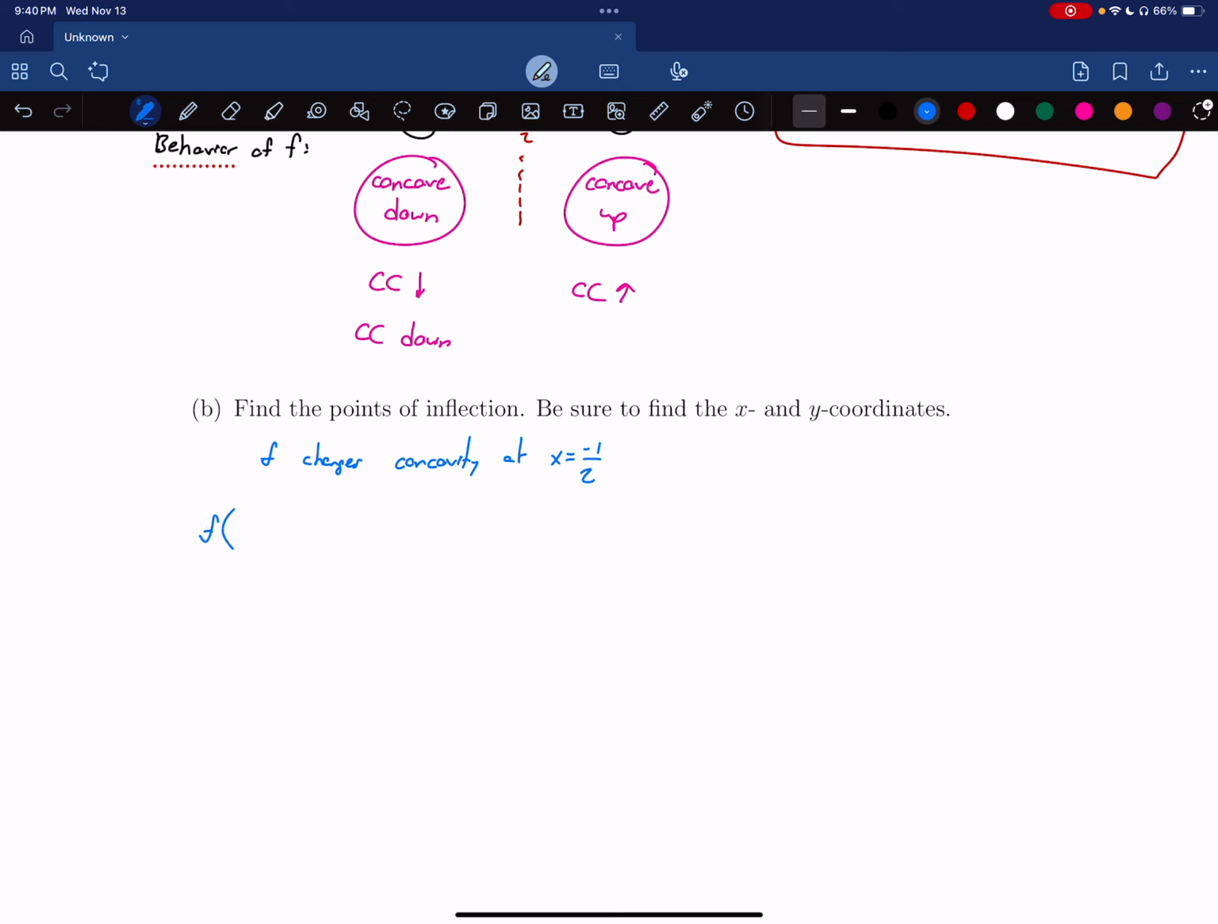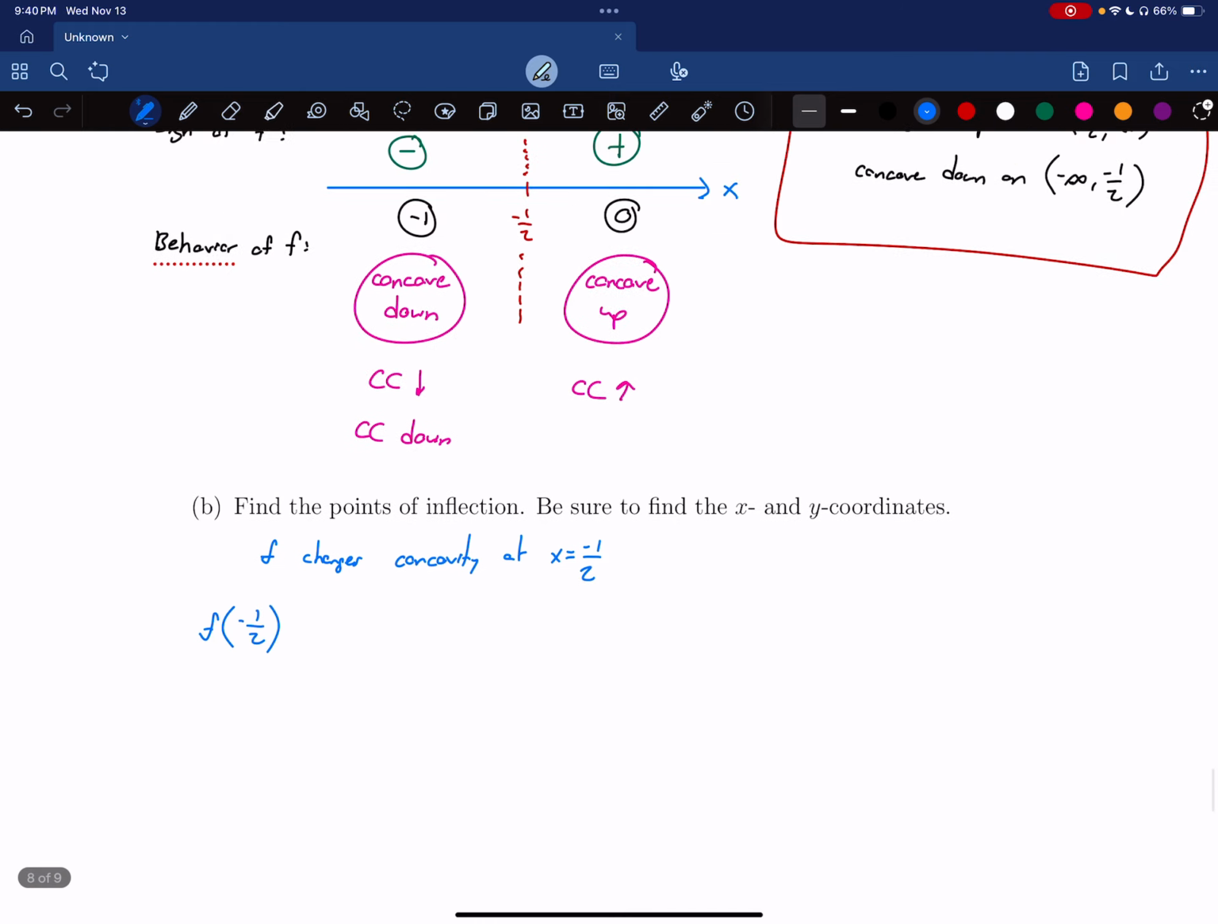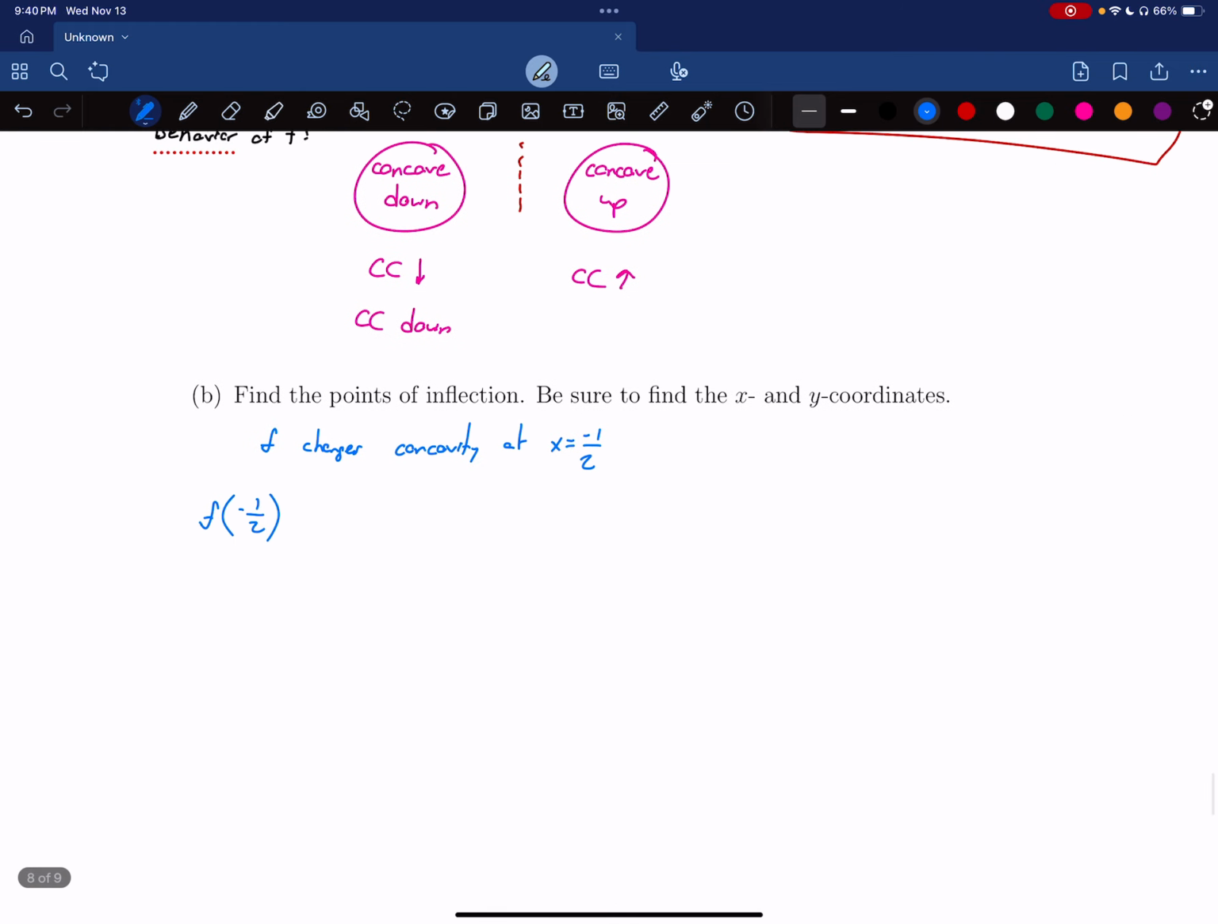I have f of negative 1/2. Let me bring down that function as well, just for reference here. We know that f of x equals 2x cubed plus 3x squared plus 1. We did all that hard work doing these derivatives. We don't want to get points off for just forgetting what the actual function is. So we'll have 2 times negative 1/2 cubed plus 3 times negative 1/2 squared plus 1.